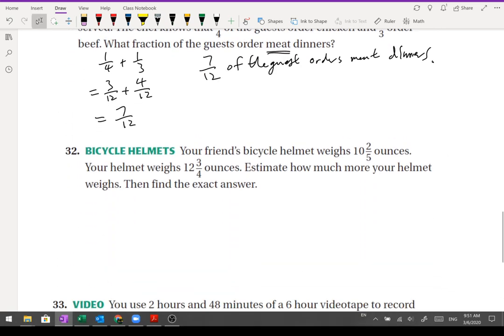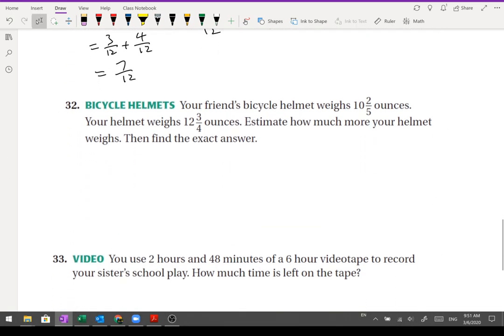Last question. Oh no, second last question. Your friend's bicycle helmet weighs 10 and 2/5 ounces. Your helmet weighs 12 and 3/4 ounces. It says estimate how much more your helmet weighs, then find the exact answer. So if we're gonna estimate, 12 and 3/4 is roughly 13, and then 10 and 2/5, I would say that's roughly 10 and a half. And so once we take the difference, 13 minus 10 and a half will be 2.5 ounce difference. Approximately 2.5 ounces.